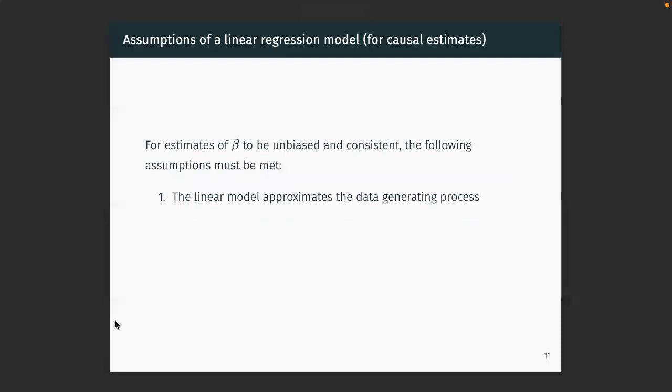So let's talk about the causal framework first. For estimates of beta to be unbiased and consistent. When we're in a causal model, typically what we're after is an unbiased and consistent estimator of beta 1, right? Because what we're after in a causal model is: what is the effect of x on y?